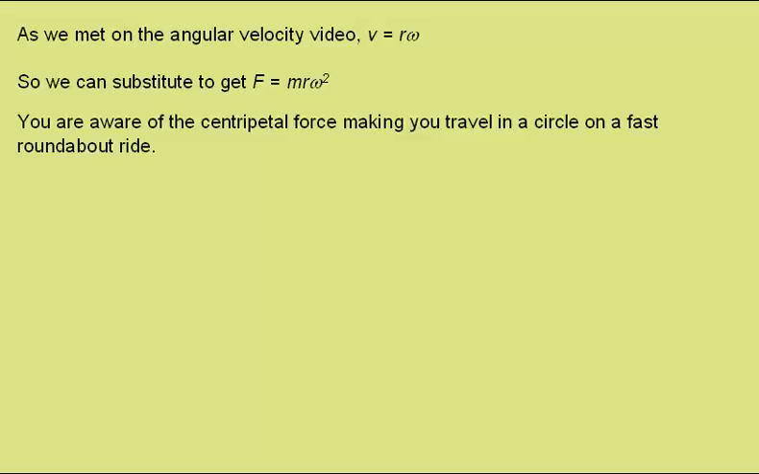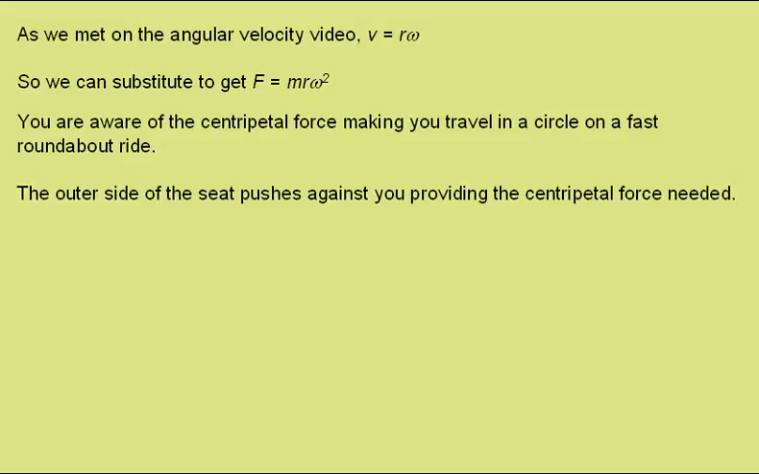You're aware of the centripetal force making you travel in a circle on a fast roundabout ride. The outer side of the seat pushes against you, providing the centripetal force needed. Centripetal force acts towards the centre of the circle.